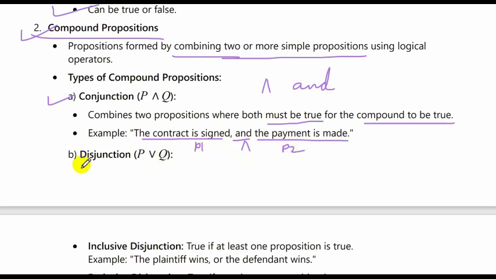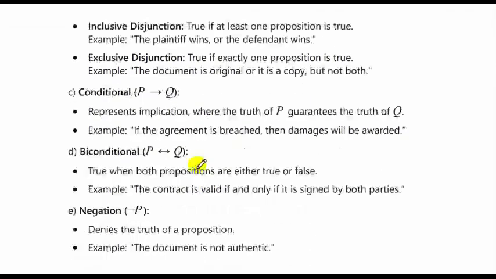Okay, let's look at the disjunction, proposition P or Q. The symbol stands for or. This symbol stands for and. Alright, let's look at the two types of disjunction, inclusive and exclusive. In the inclusive disjunction, the compound, that is the conclusion, is true if at least one proposition is true.